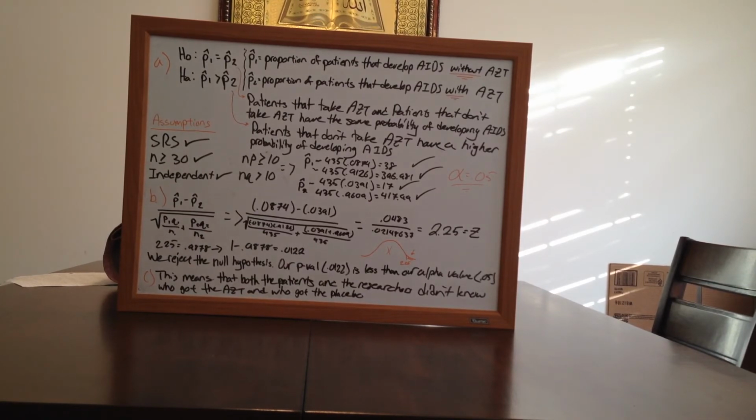C. The experiment was double-blind. Explain what this means. So all this means is that both the patients and the researchers didn't know who got the AZT and who got the placebo. So there couldn't be any bias included in this because no one knew. The patients and the researchers had no idea if they got the placebo or the AZT.